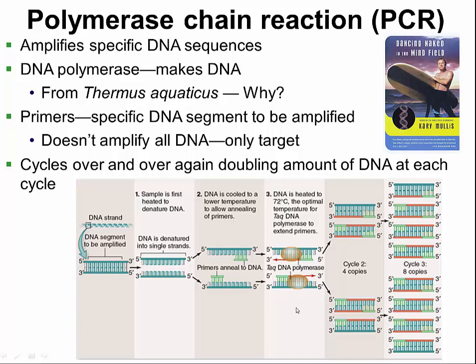So the bottom line is, after one cycle, we have doubled the amount of DNA that we have. After 2 cycles, we've quadrupled it. After 3 cycles, we have 8 copies of the DNA. So in other words, with each cycle, we double the amount of DNA present. And the bottom line is that when you run 30 cycles or so, you have millions of copies of that DNA segment, and you're able to actually see that particular DNA segment.